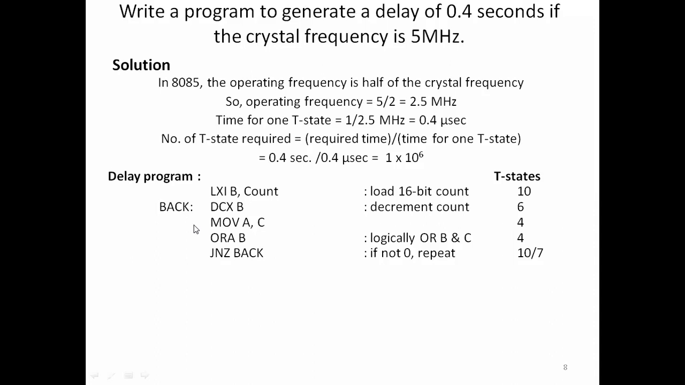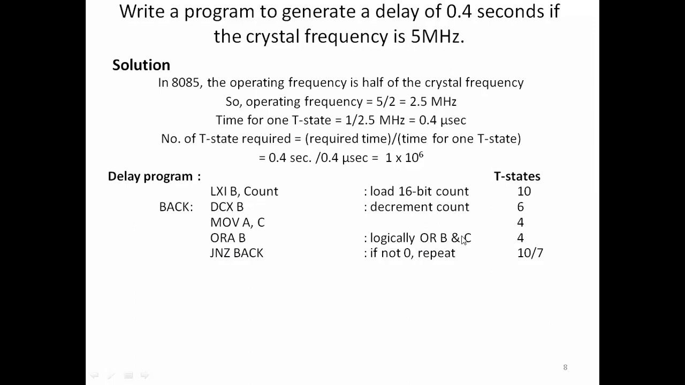Now this DCX B will be taking 6 T states. Then I have used the instruction MOV A,C, which is simply copying the content of the C register into the accumulator. It will take 4 T states because it is a single byte instruction. Then I have used ORA B, which is going to logically OR the content of B and C. Again, it will take 4 T states, and then JNZ back. If it is not 0, it is going to repeat. So we have created a loop, and how many times it works will depend upon the count value.